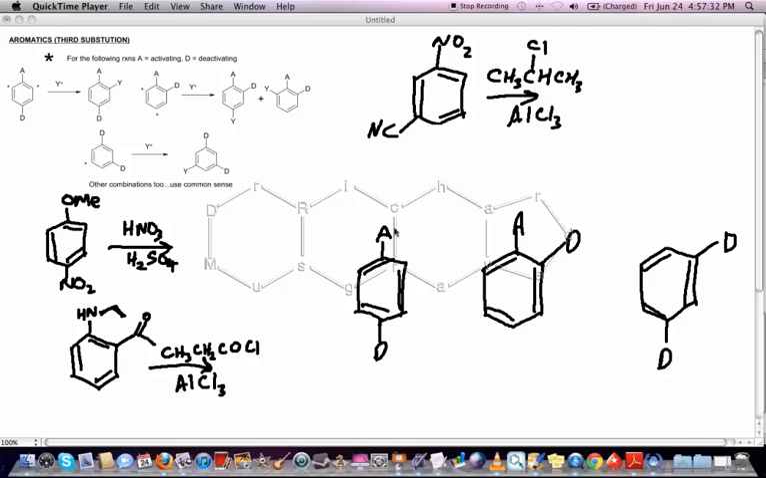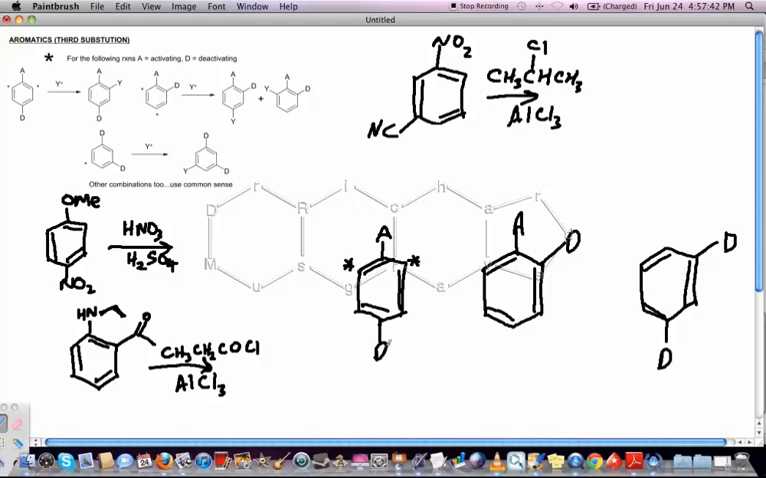Now if this is activating, it means it's going to be pushing electrons into the ring, which means it will end up directing ortho and para. But since there's already a group down here in para, we really can't talk about that. So the activating group will be pretty much directing just ortho. Now this deactivating group here will direct meta.